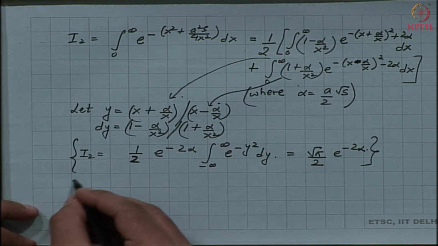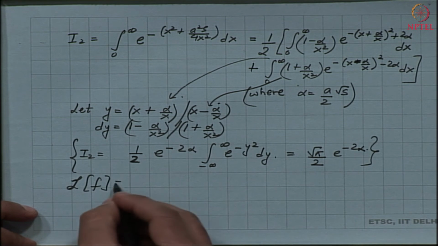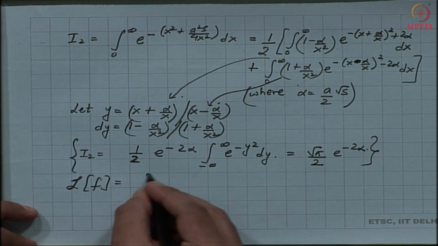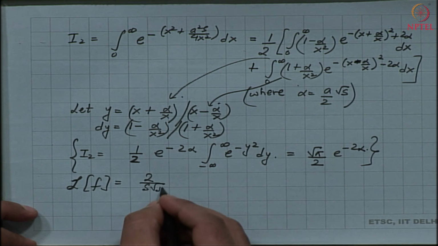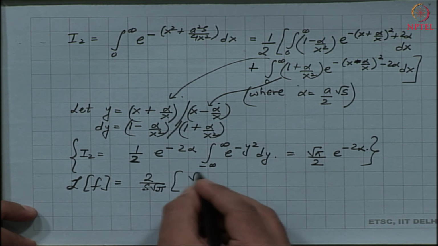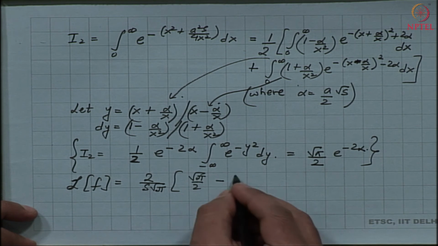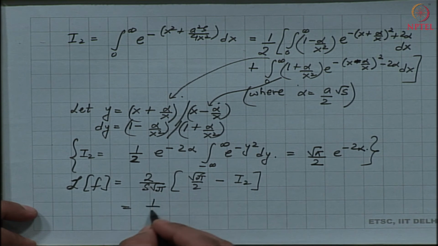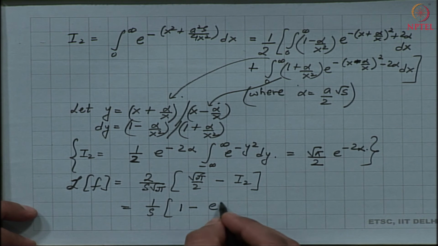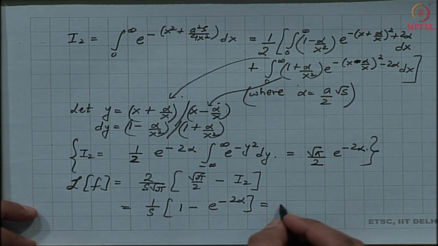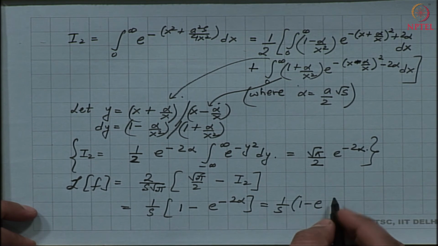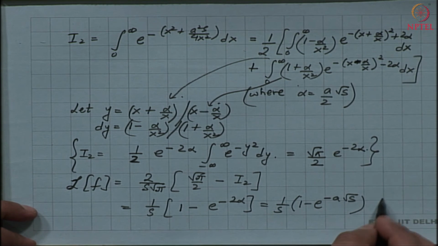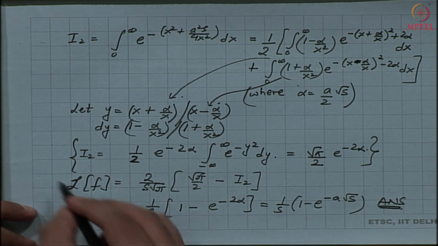So, finally, my Laplace transform, if we recall, will be equal to 2 by s square root pi times square root pi by 2 minus I 2, right, and that will be equal to 1 by s times 1 minus e to the power minus 2 alpha, which is equal to 1 by s times 1 minus e to the power minus a square root s, and that is our answer that we were searching for.